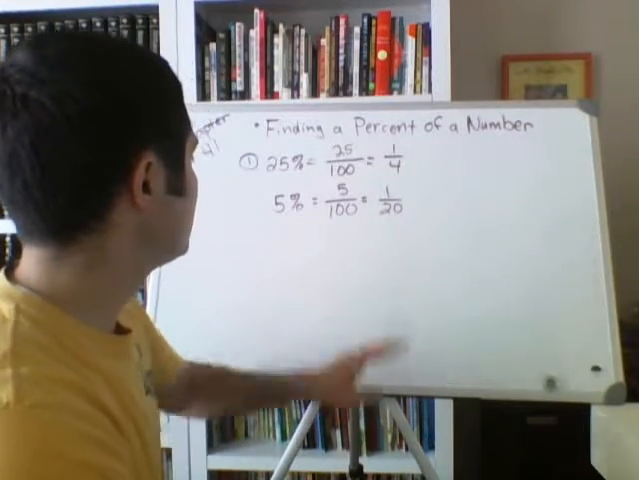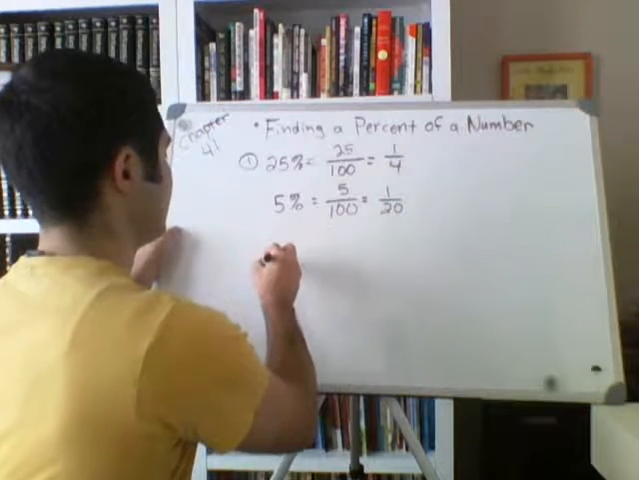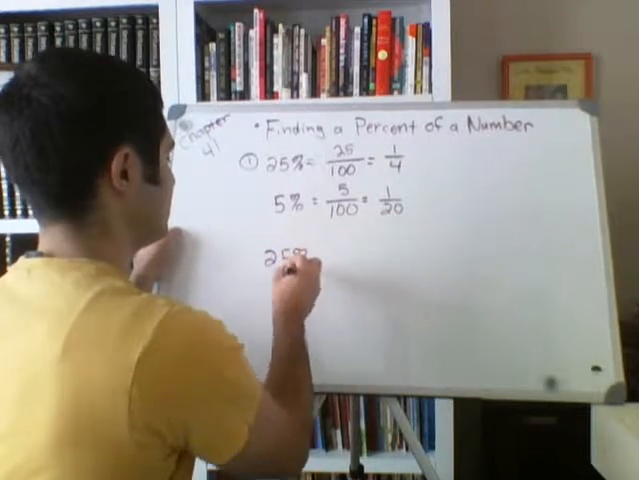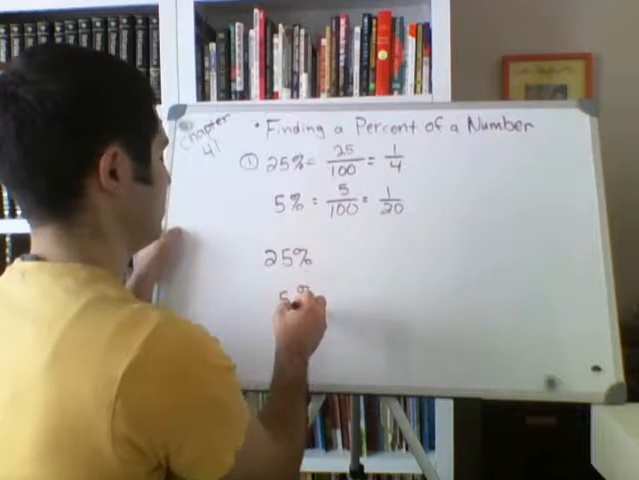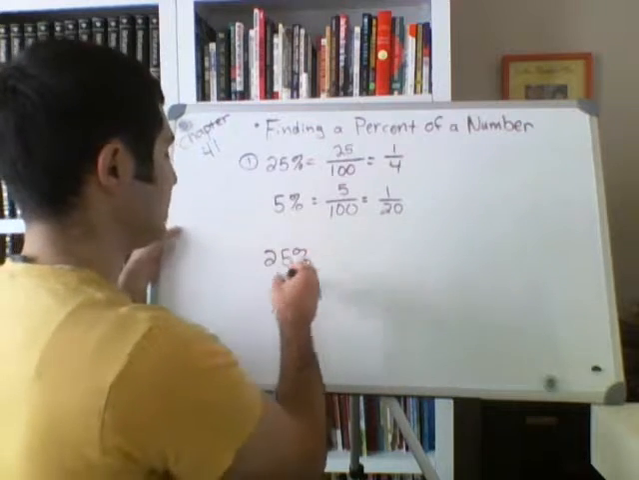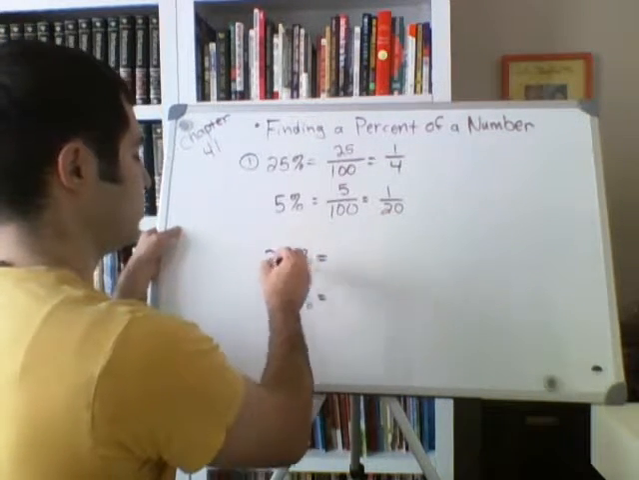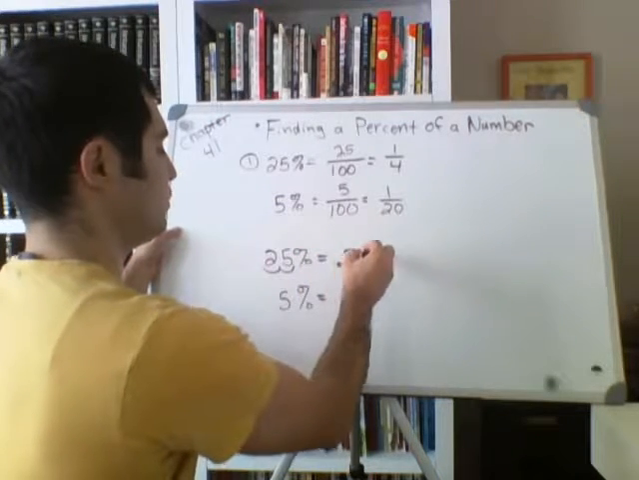We also can change these to decimals. So if you're going to take a percent and change it to a decimal, you simply take the decimal point and move it 2 places to the left. Okay? So I'm going to take it 2 places to the left, so that's going to be 0.25.